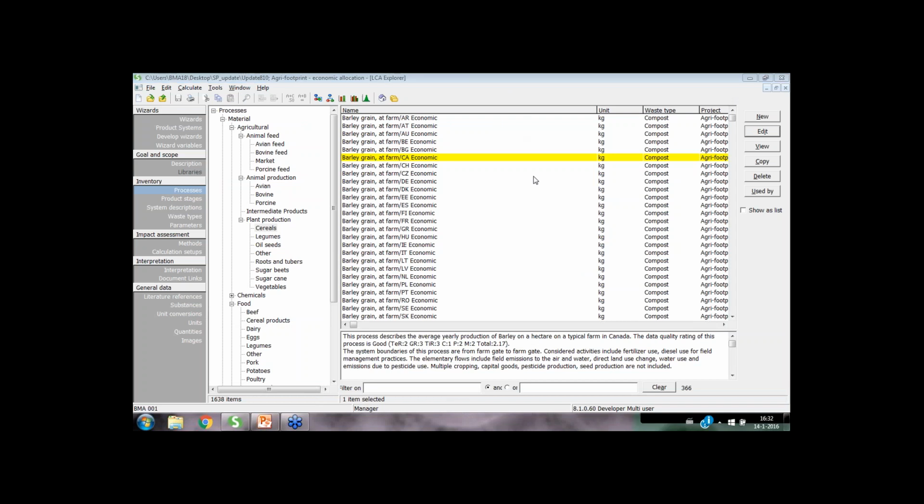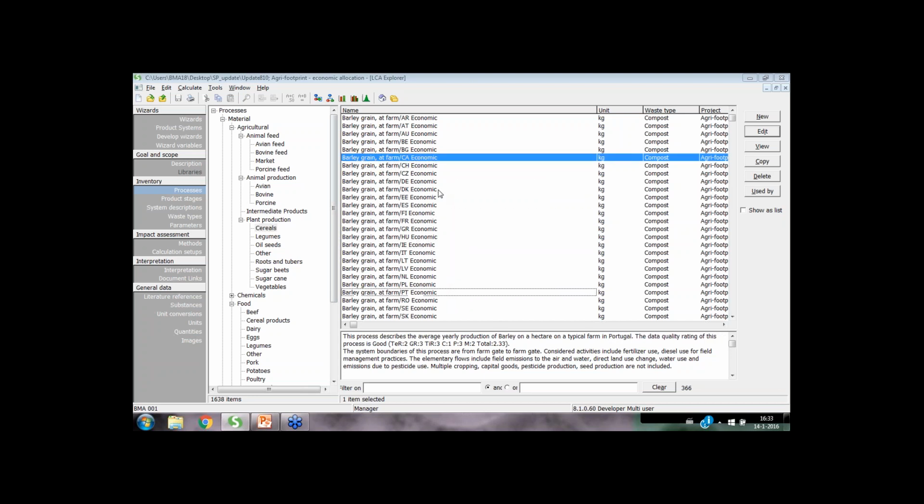One of the more obvious improvements is that we have now a more elaborate folder structure, so that makes it easier for you to find the process that you're looking for. As Jasper already mentioned, for example, the number of LCIs for plant production increased from 30 to around 300. And therefore, we decided to split it up in different categories. For example, the cereals you can see here on the screen.